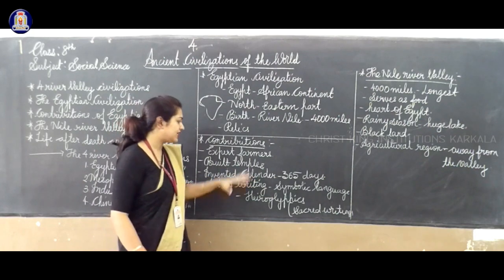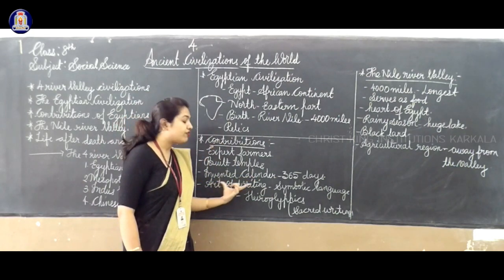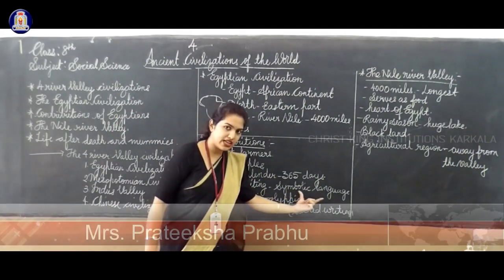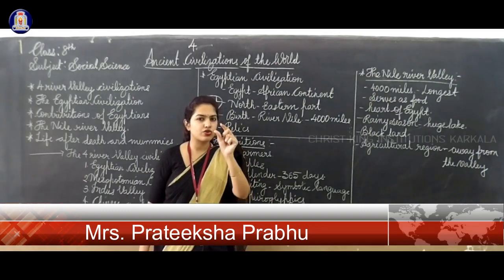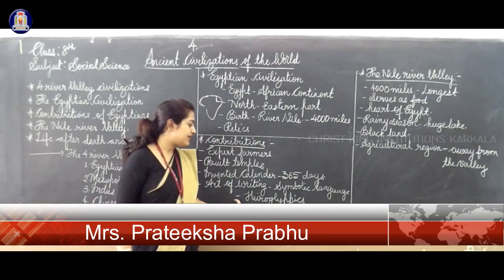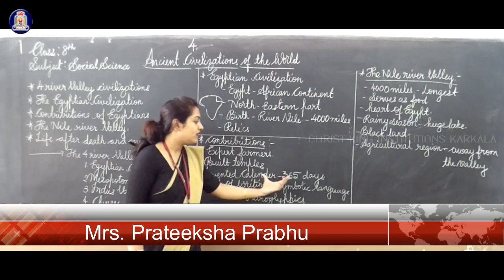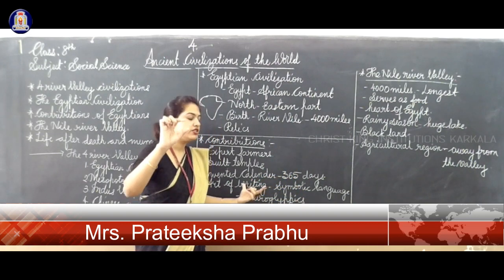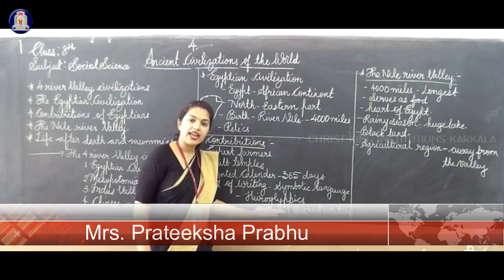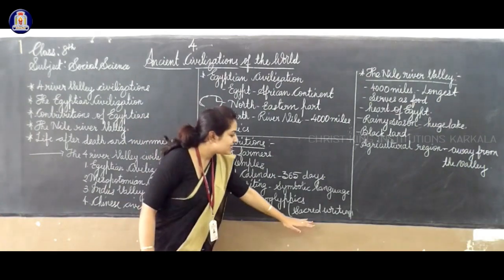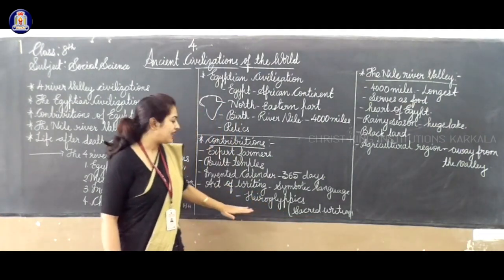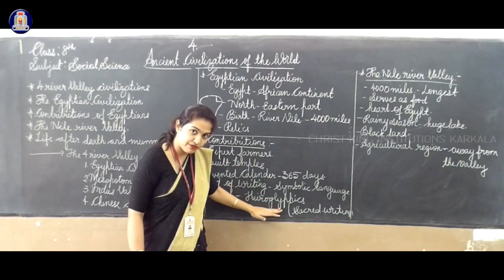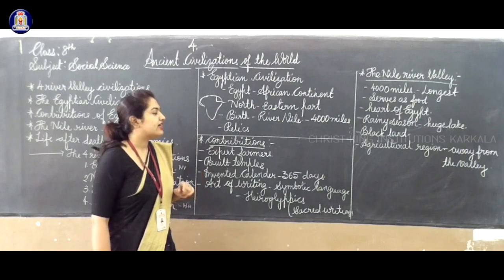And most importantly, apart from all this, the art of writing. They had mastered the art of writing. It was in symbolic language, which was minute drawings, also called hieroglyphics, which is also called sacred writing. I repeat, the art of writing of Egyptians was called hieroglyphics, which is also called sacred writings.